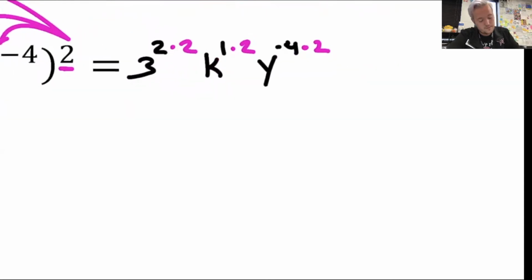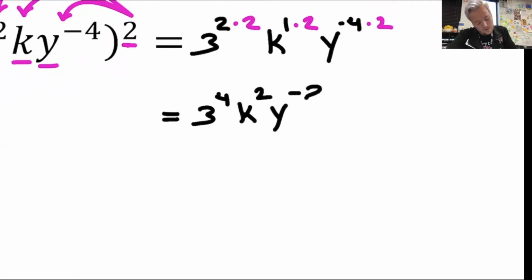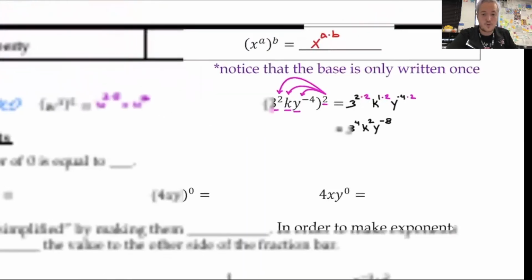All right, so now I'm going to multiply and simplify these. So 3 to the 2 times 2, that's going to give you 3 to the 4th power. And then 1 times 2 gives you 2, so k squared. And then y to the -4 times 2, which gives you -8. So this would be your simplified expression. However, I will say, the next rule we're going to learn deals with negative exponents. So technically there's one more thing that we can do, but I'm going to hold off on that for right now.